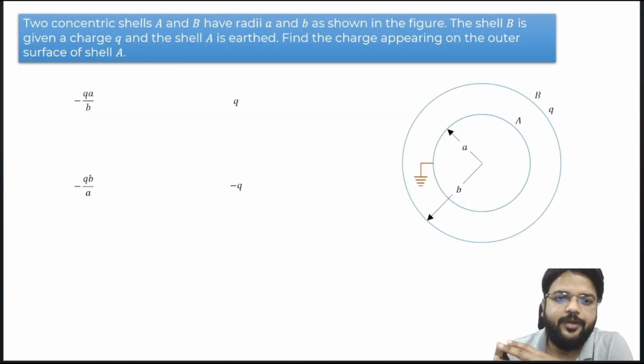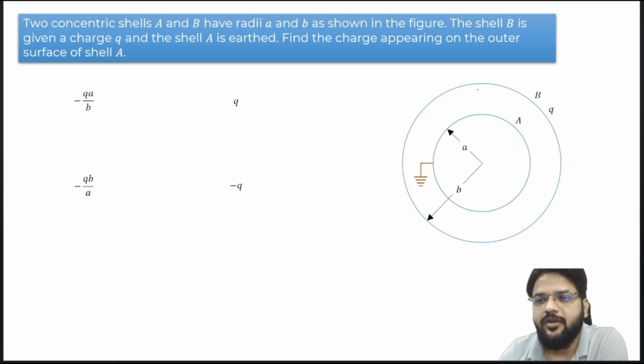Let's read one question, everyone, on the basis of this concept. Two concentric shells A and B have radii a and b as shown in the figure. The shell B is given a charge Q and the shell A is earthed. Find the charge appearing on the outer surface of the shell A. So here we want the charge present on the outer surface of A. This thing we want, correct?